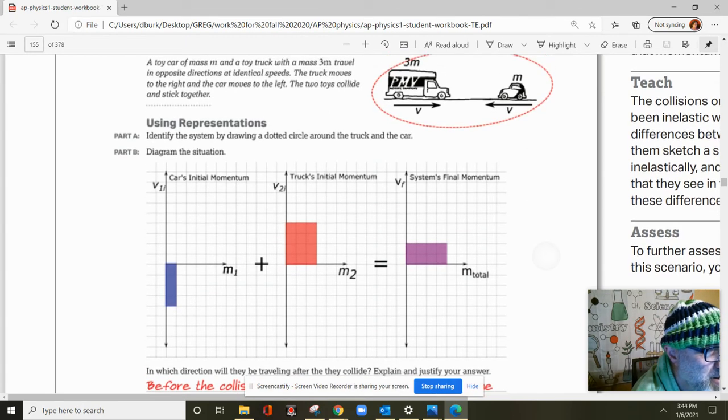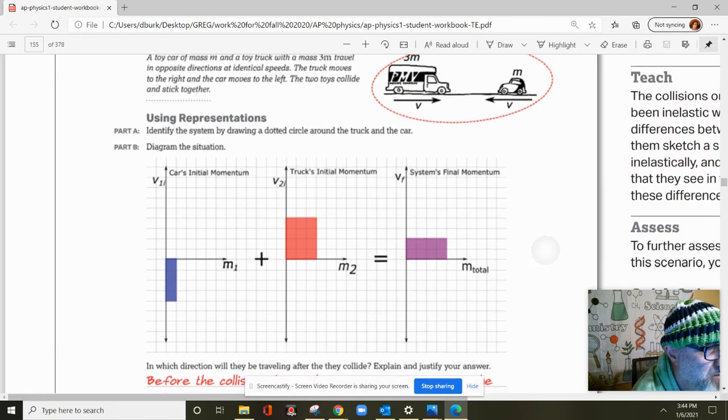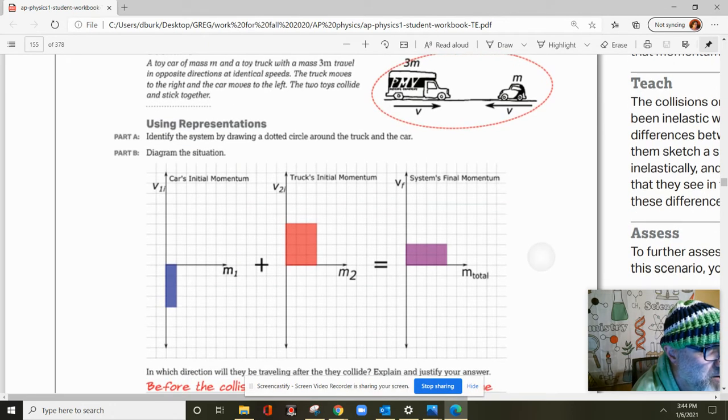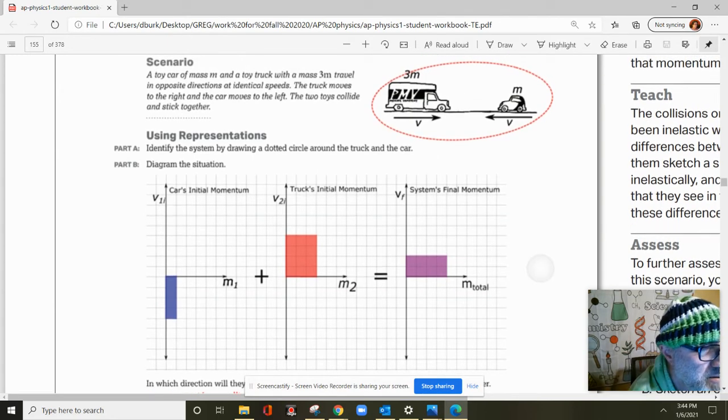The truck has got 3 units of mass. I see that, 1, 2, 3, and the same number of units of velocity, 4, so it has to have the same units of velocity. So its rectangle looks like a 3 by 4. And then afterwards, red and blue make purple. That's not politically correct.